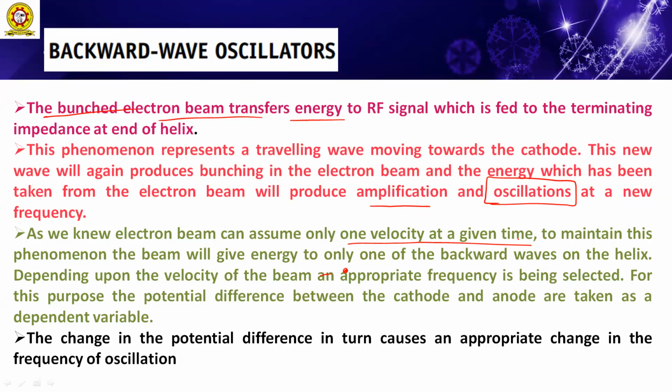So therefore, this potential will cause a change, and this change in potential will lead to appropriate changes in the frequency of oscillation. So different oscillations, different harmonic frequencies are available. Different oscillations are created in these backward wave oscillators. Therefore, we are able to get this phenomenon.